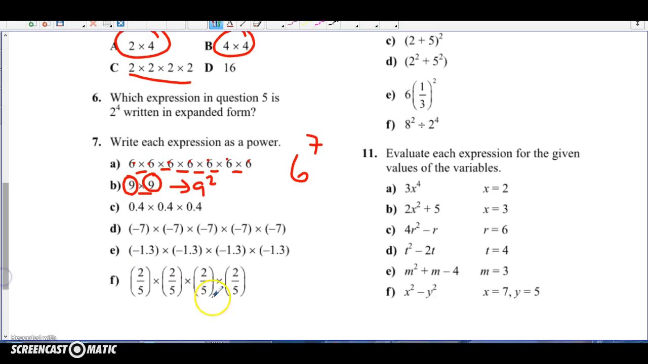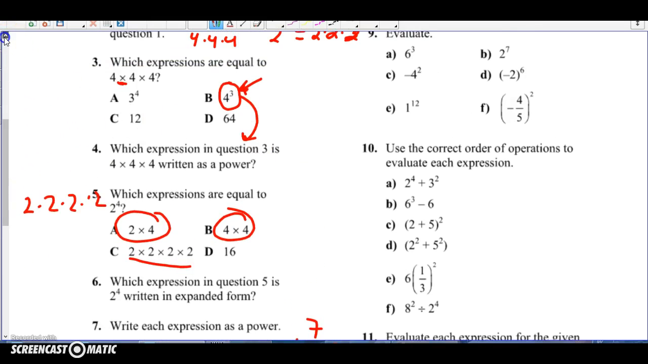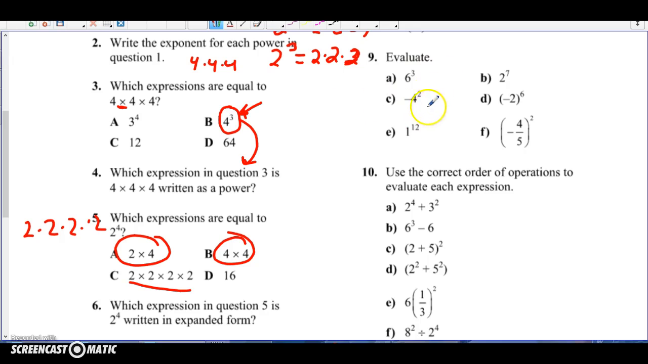And what else do I have here? If it's a fraction, base is the base. 2/5 is my base, and I have 4 of them, so I'm here. 2/5 to the power 4. If you want to evaluate stuff, you could use your calculator. Okay, or you can do it in your head. 6 cubed is 6 times 6 times 6. So you figure out 6 times 6 is something, times 6 is something else, and you get your answer.